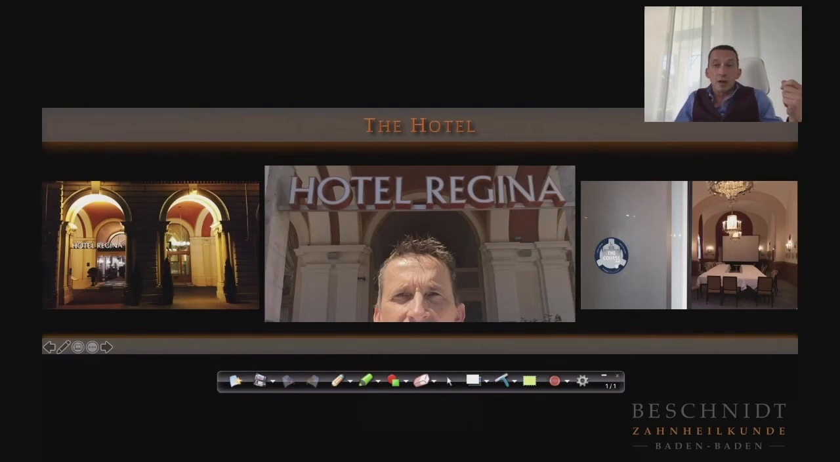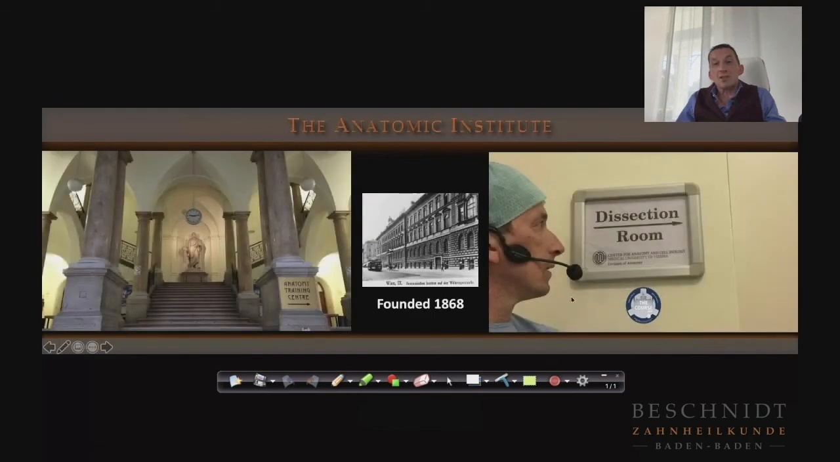This is the hotel where we are in. It's a very nice grand hotel, a very old Vienna hotel, very typical. You can enjoy the Austrian feeling. And this is the Anatomic Institute, and there they have a special dissection room only for the students of this course.